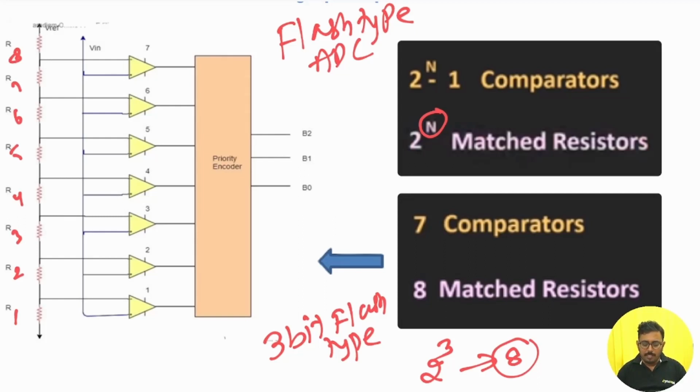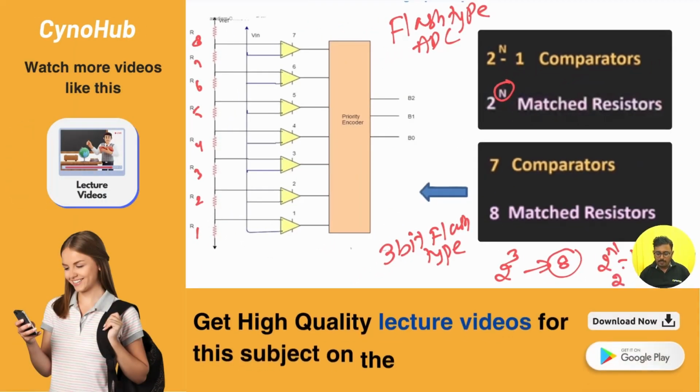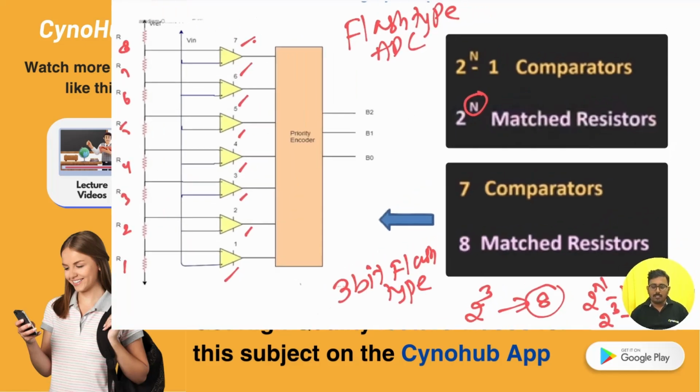And for a 3-bit flash type, how many comparators are we going to have? That is 2 power n minus 1. Our n value is 3, so 2 power 3 minus 1 is 7. So in total, how many comparators? 7 comparators. This is 1, 2, 3, 4, 5, 6, 7. Total 7 comparators are going to be used.